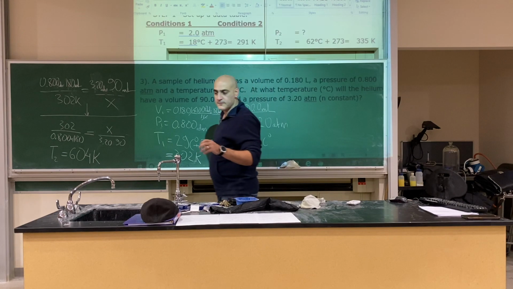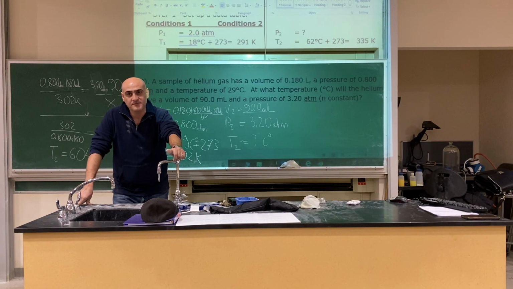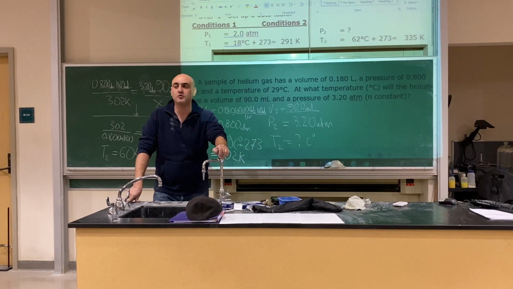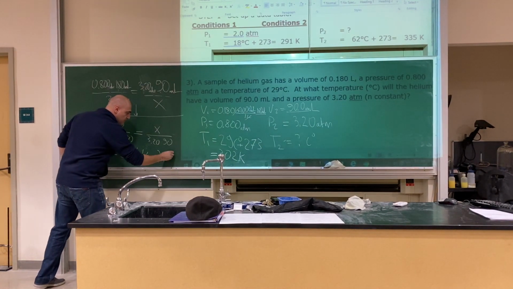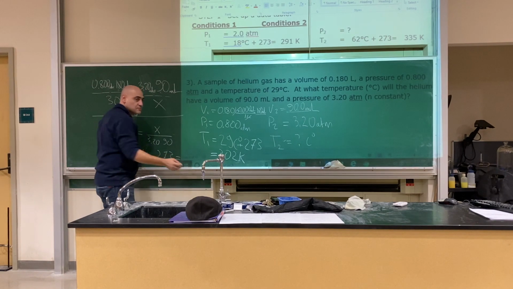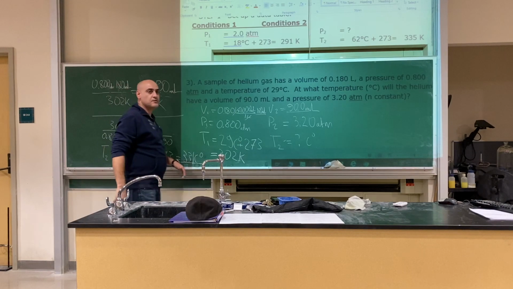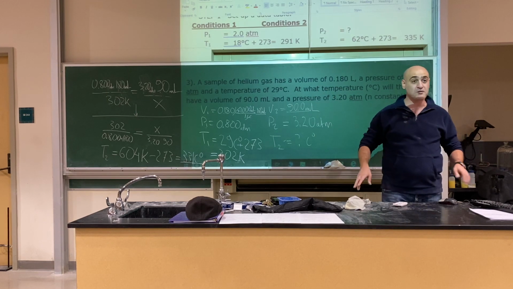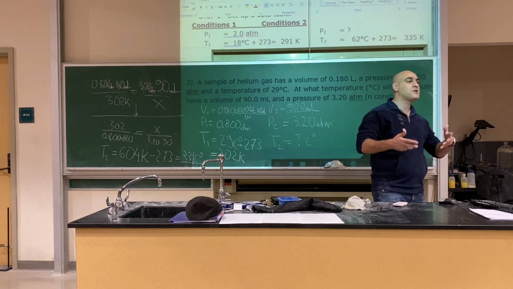Because at the end, I need to do what, guys? Get back to Celsius. So how would I go back to Celsius from Kelvin? Subtract 273, and so that becomes 331. Oh, that sounds kind of harsh for a temperature. That's high. That's because of the pressure, 3.20, it's pretty high, it's so much pressure, things are speeding up.